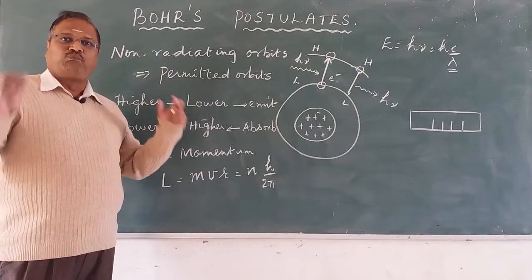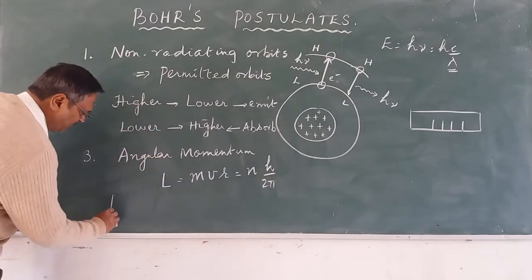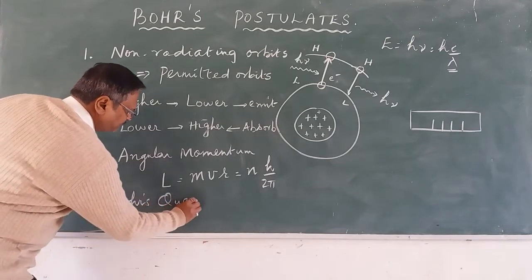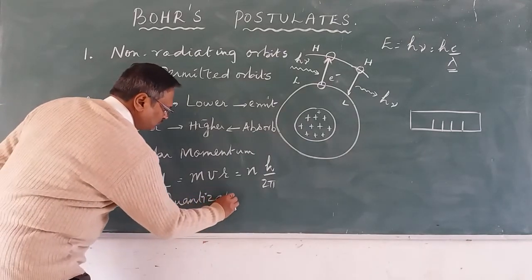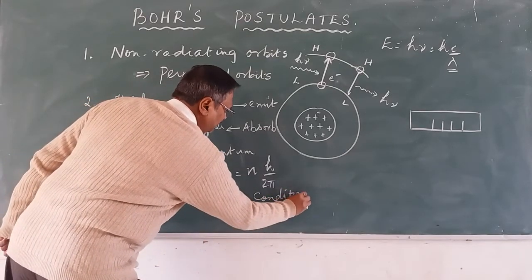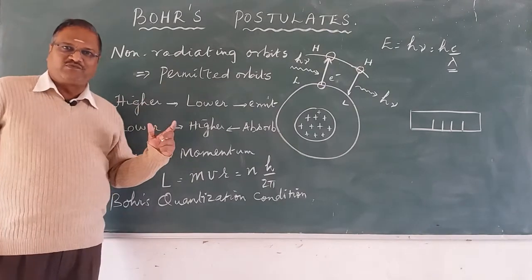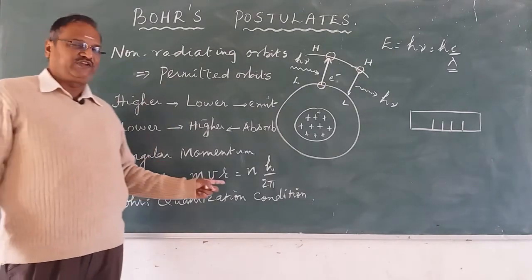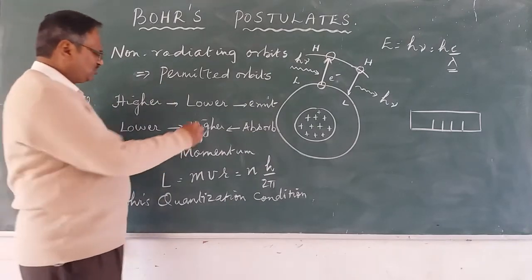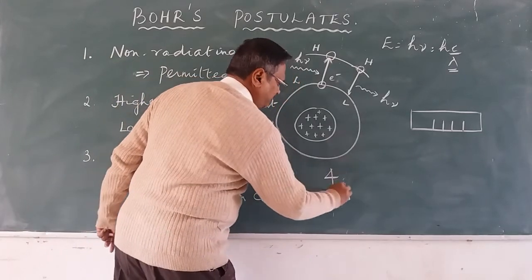This is called Bohr's quantization condition. So what is Bohr's quantization condition? It talks about the angular momentum of the electron in the orbit, that is mvr is equal to nh upon 2 pi. And this one, you can write as the fourth equation.